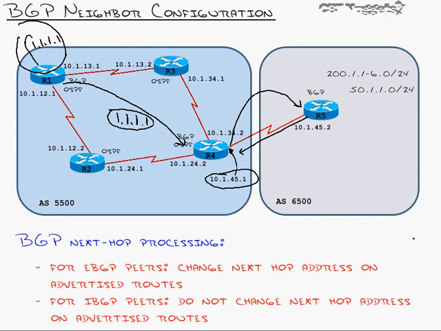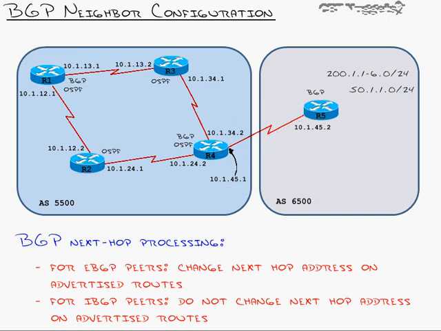So what this means is, let me clear this off. When I have routes being advertised, and this is exactly what's happening, from router 5, it changes the next hop address to be itself, 10.1.45.2. But this is an IBGP relationship. So when router 4 sends those routes to router 1, it will not change the next hop address. It will keep the original next hop.